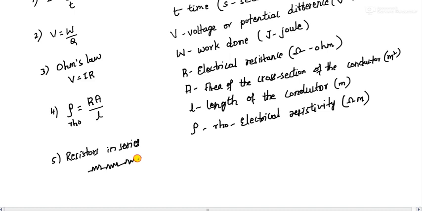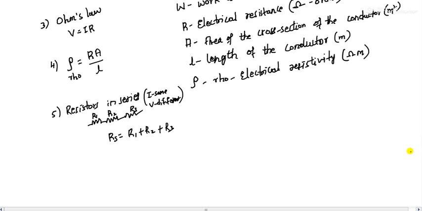If there are three resistors, the total resistance will be equal to the sum of all three, R1 plus R2 plus R3. If this is the resistance in 1, 2 and 3, then the total resistance is the sum of these three. And here you have to remember this thing: I remains the same, current is the same, and voltage is different. So keep this in mind.